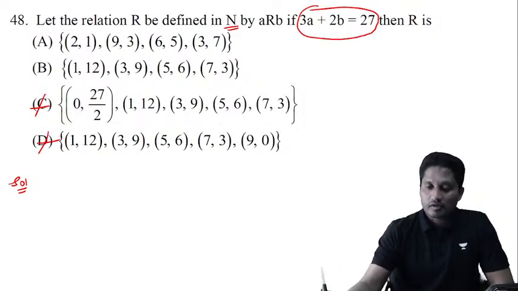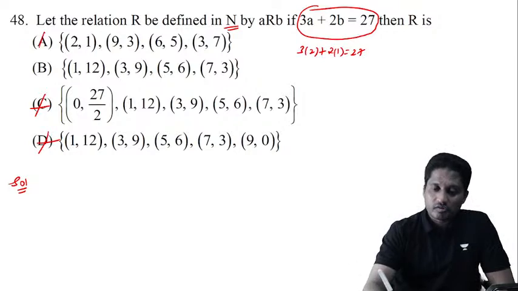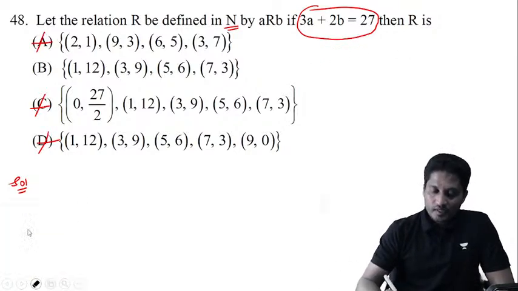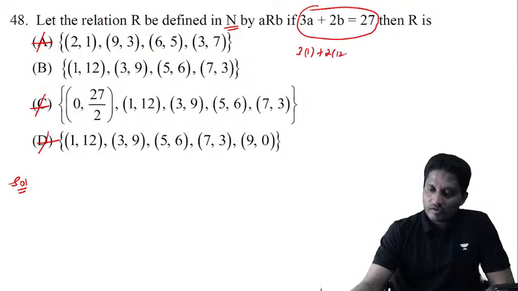Okay, if I check the first option, 2 comma 1 means 3 into 2 plus 2 into 1 cannot be equal to 27. So first option is ruled out. If I check the last option, only one option is left out. If I check option B now, 3 into 1 plus 2 into 12 is equal to 27.